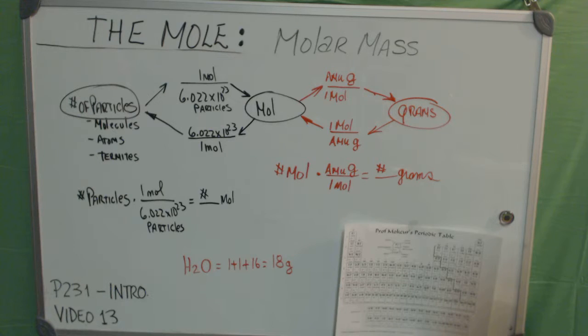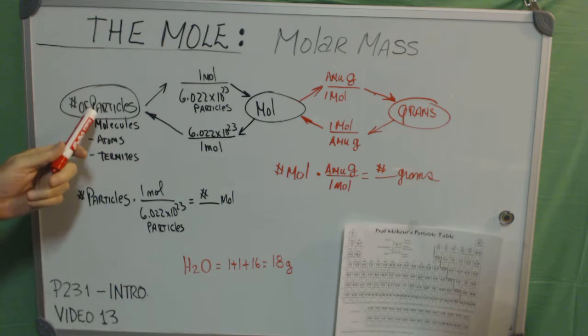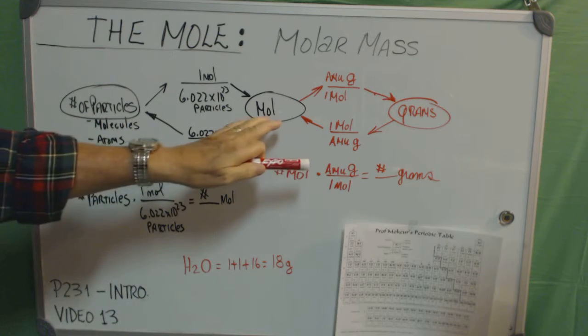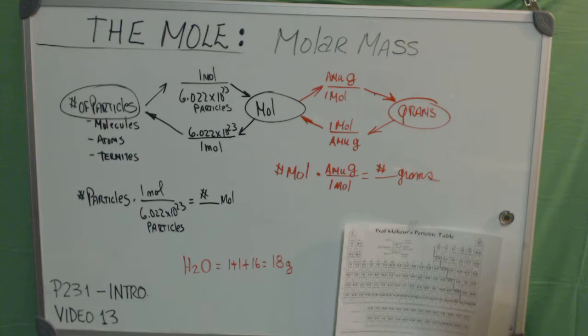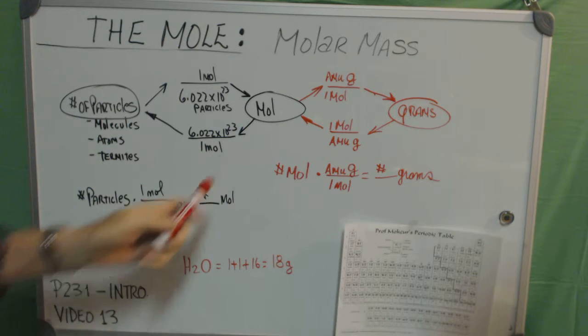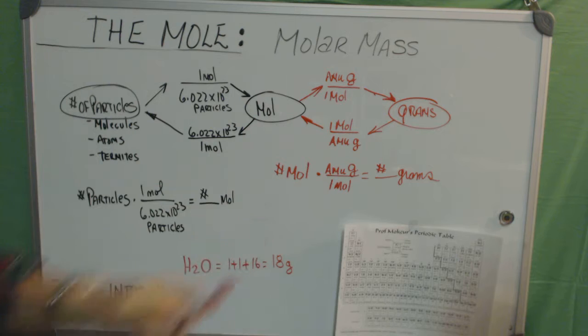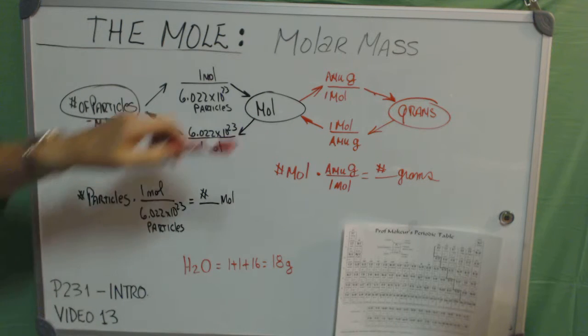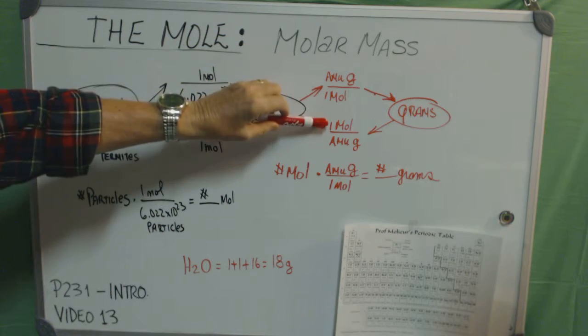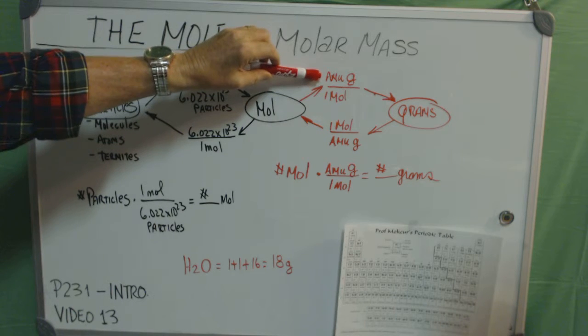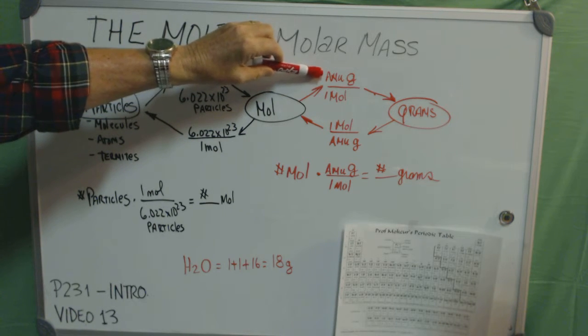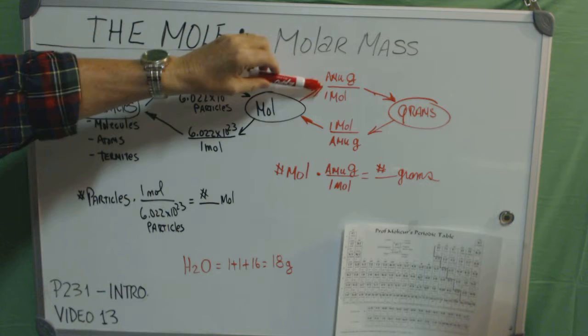Okay, well, we completed the conversion of number of particles to number of moles and number of moles back to number of particles. Now we're going to add in a new conversion where we can go from the mole to the number of grams. And the notation that I have on these conversion units is the atomic mass units in grams over 1 mole.